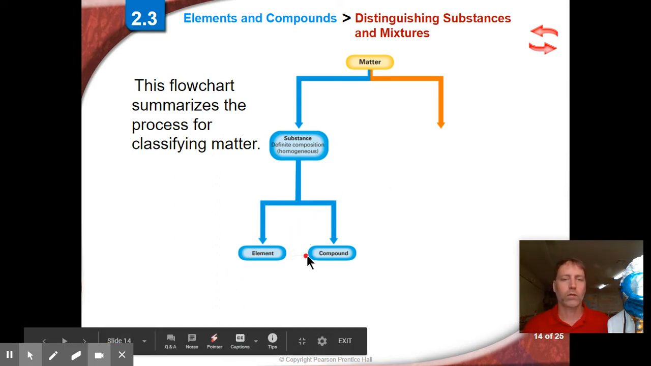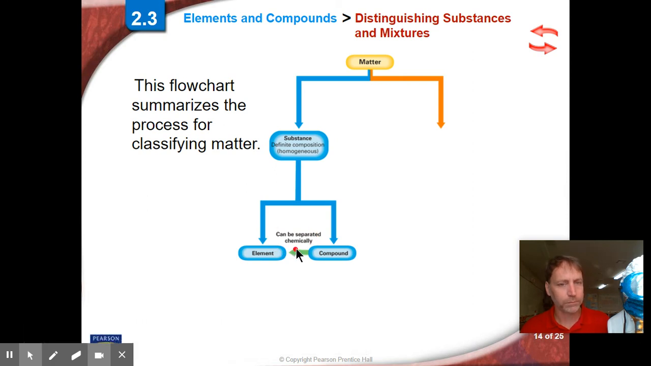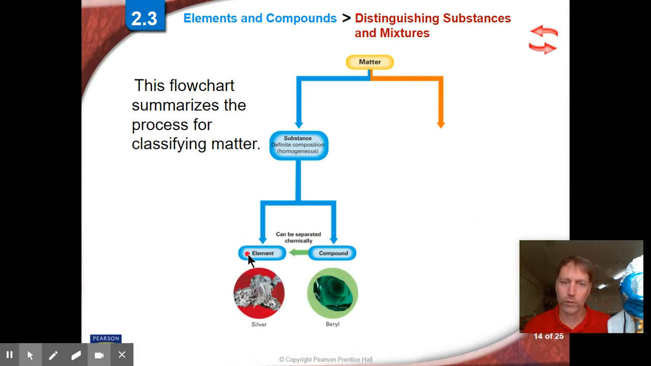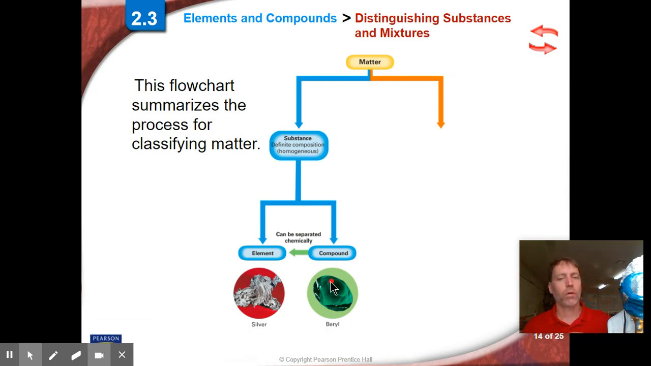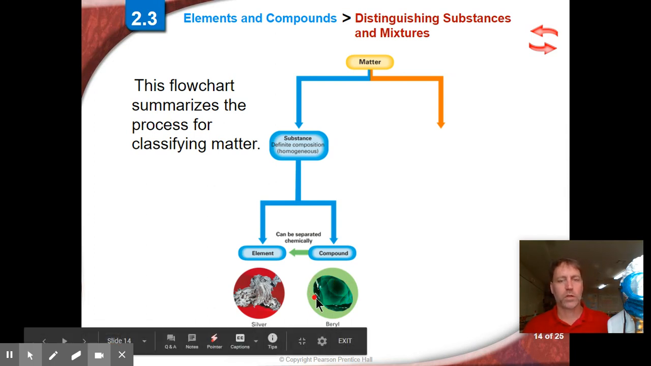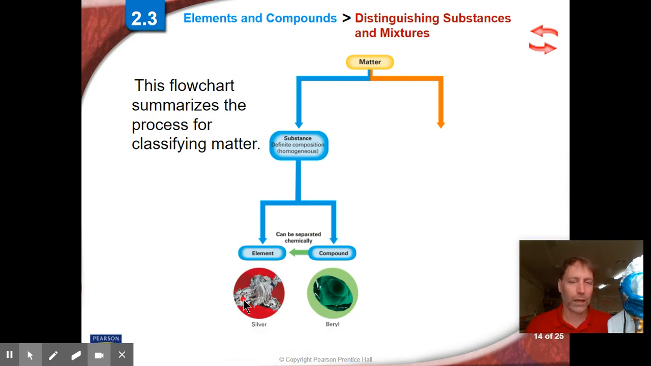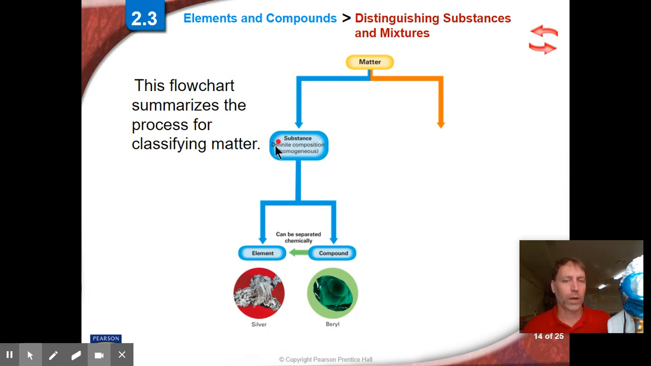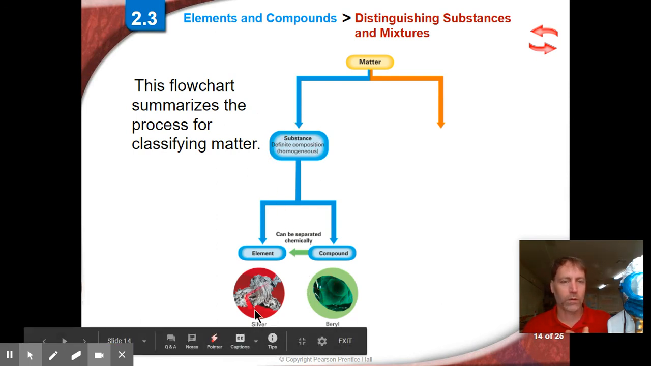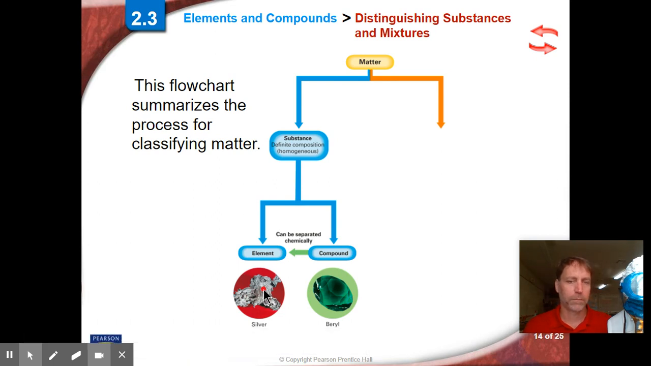Okay, sodium chloride. So, a compound is made of more than one element that can be chemically separated into its elemental form. An example of that would be beryl, a mineral that contains several different elements that make up this gem called beryl. But then silver is an individual element, and you can't break silver down into any other components. So a substance here on our flowchart is homogeneous, the same throughout. Beryl is the same throughout, and so is the silver.